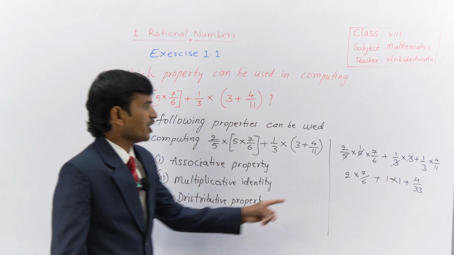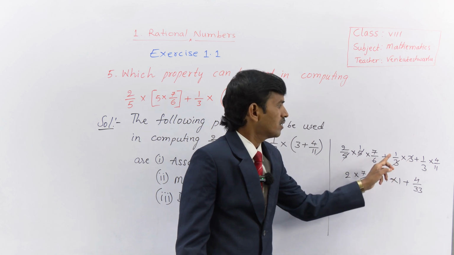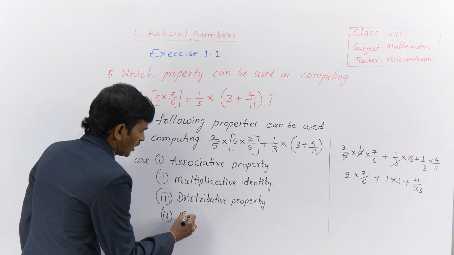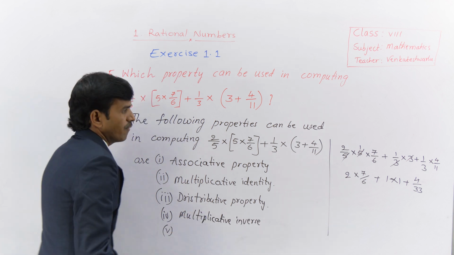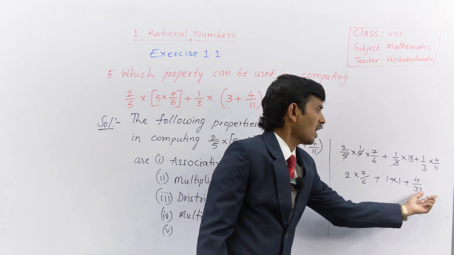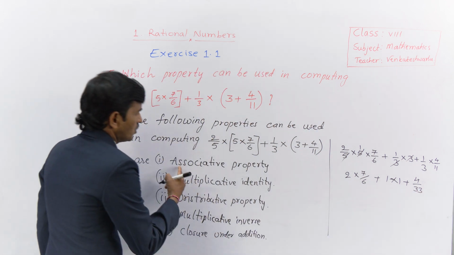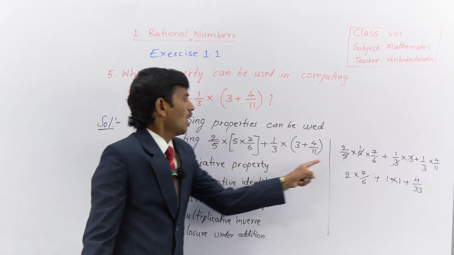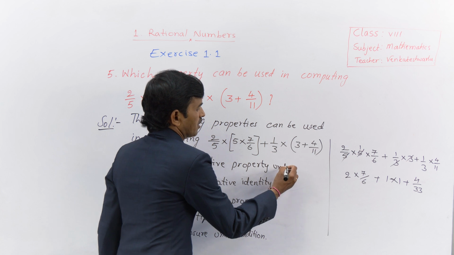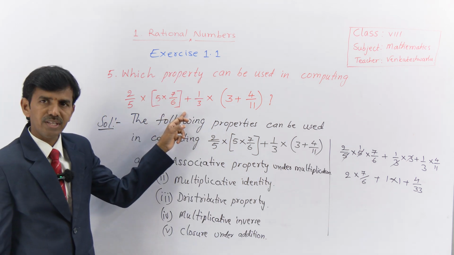Next, as 3 is cancelled in this, we are using multiplicative inverse of 3 here. 1 by 3 is the inverse of 3, so we can also mention it as multiplicative inverse. Next, when you are going to add, all these numbers give us a rational number again. Therefore, it comes under closure under addition. The associative property is under the operation we applied here, that is multiplication, right? These are the properties we are going to apply in order to simplify this.